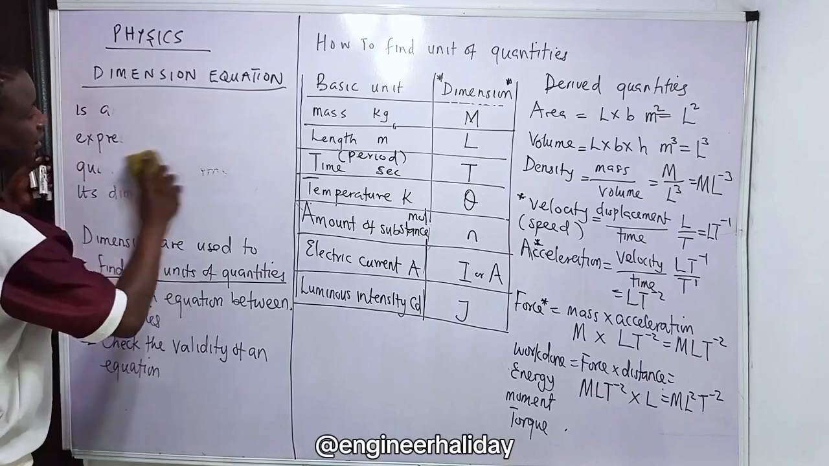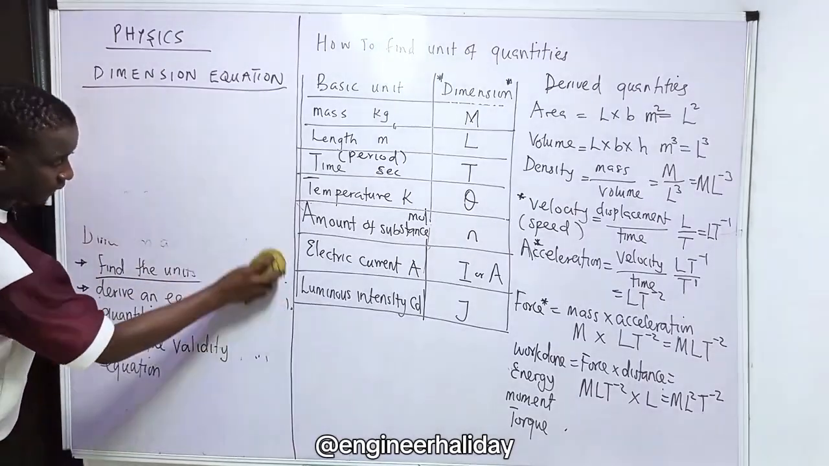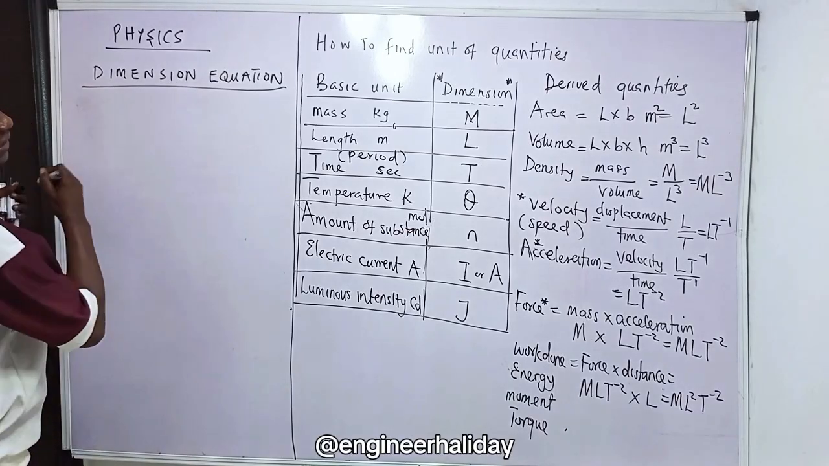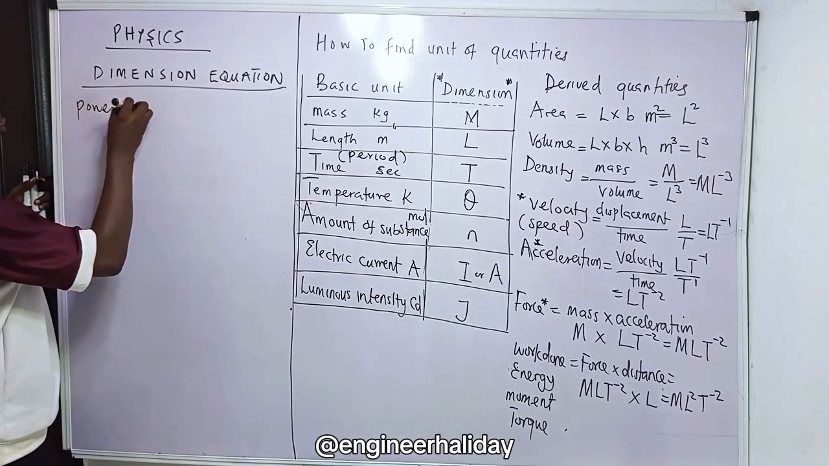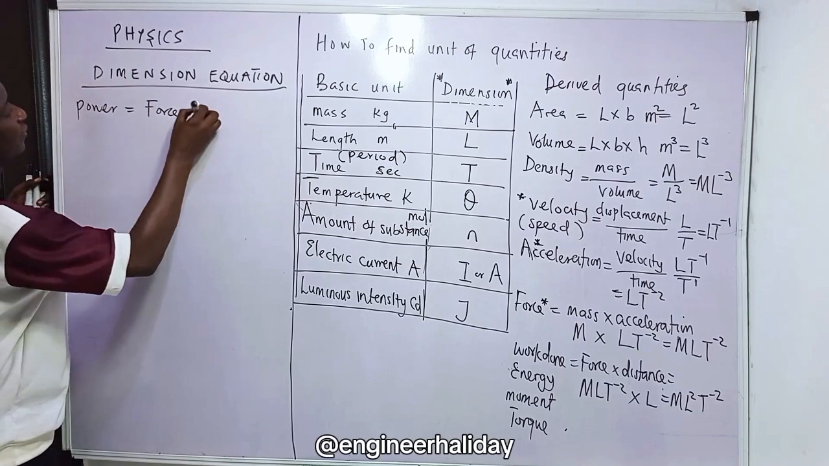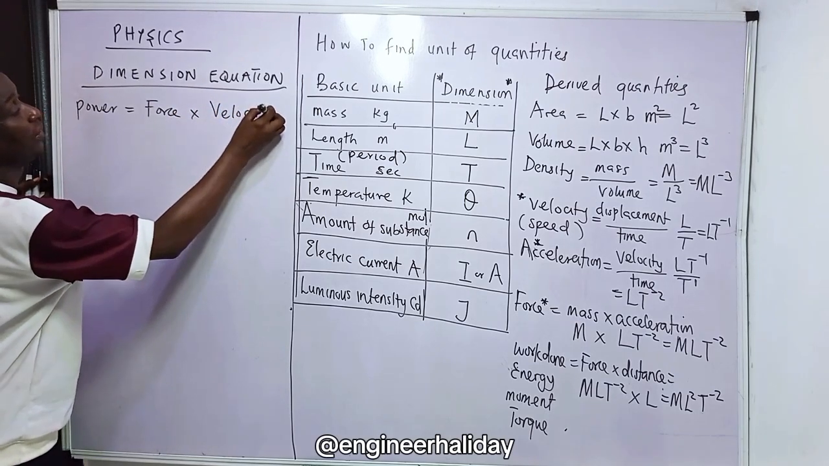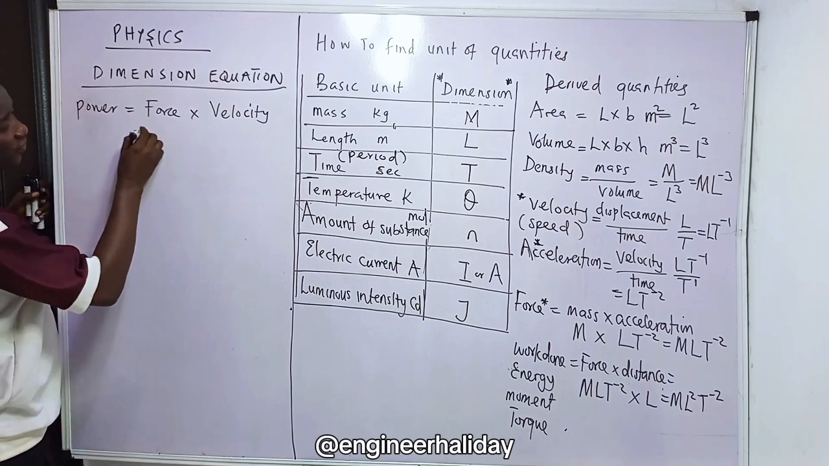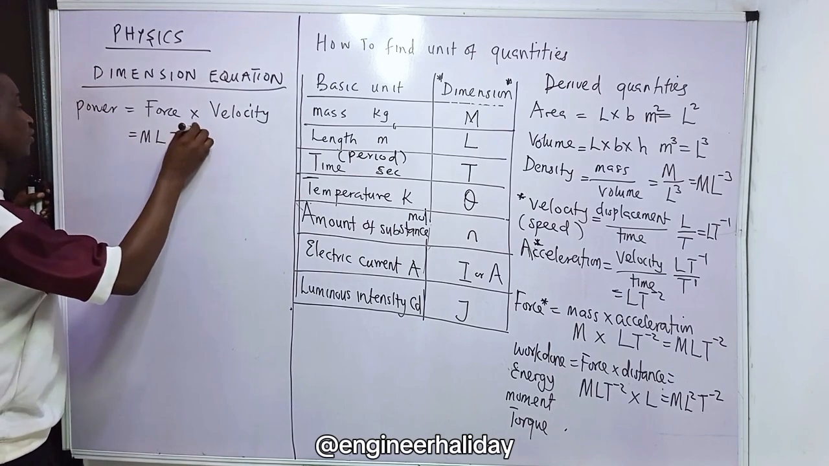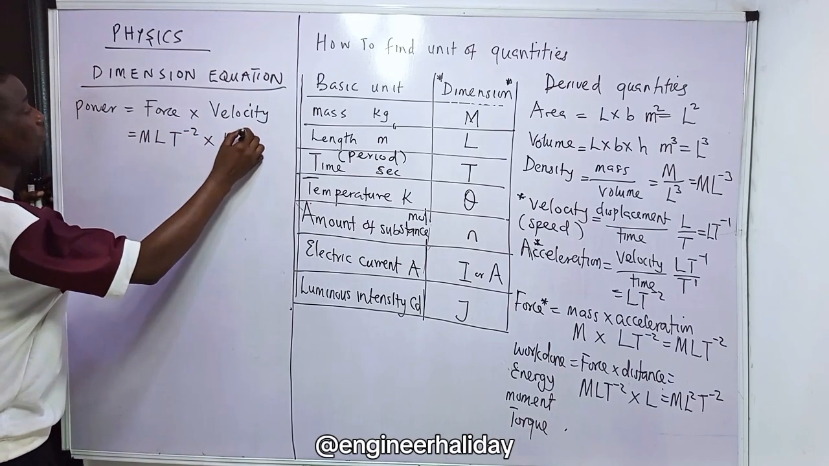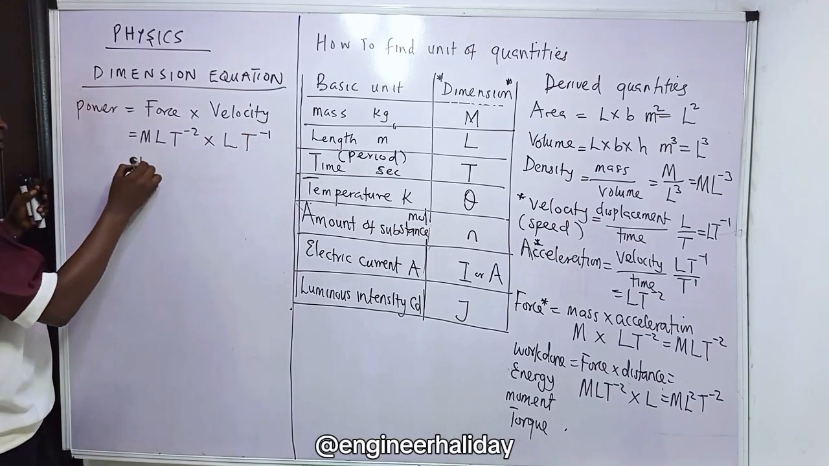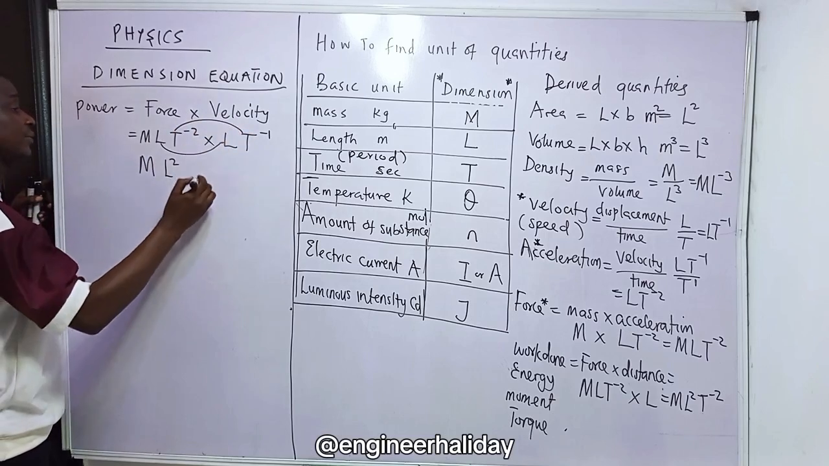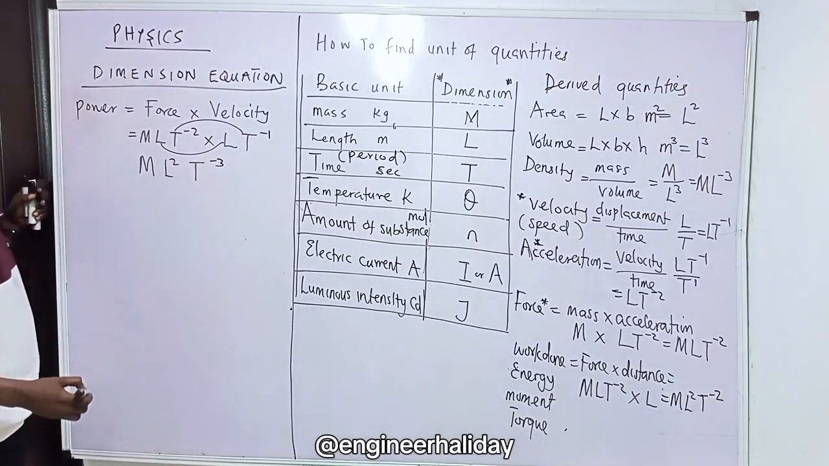Now let's go to power. Let's discuss power. What is the dimension of power? Power is equal to force times velocity, although power can also be work over time. What is force? MLT minus 2. Then velocity is LT minus 1. If you combine them, this one will give us L squared, while this one will give us T raised to the power minus 3.